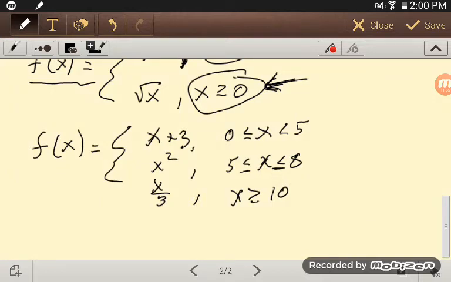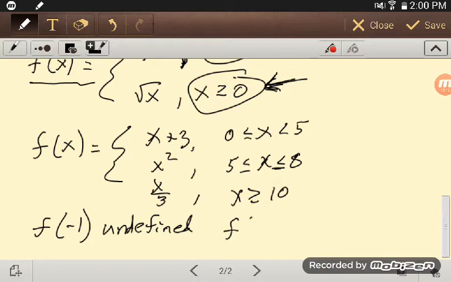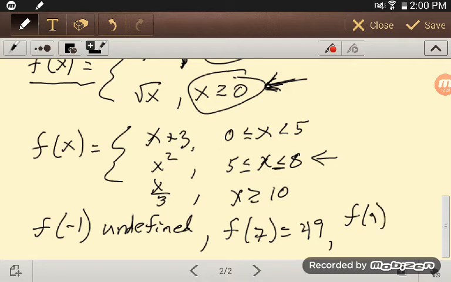So, I can do that evaluation part, f of, like, -1, undefined. f of maybe 7, right, is 49, because I need to square it, 7's in there, and so forth. But if I had f of 9, that's also undefined. Okay, because 9 isn't in there anywhere, or 8.1 isn't in there anywhere.